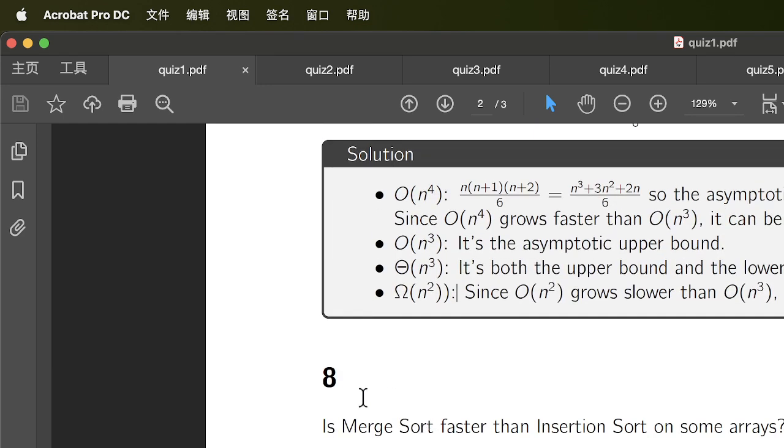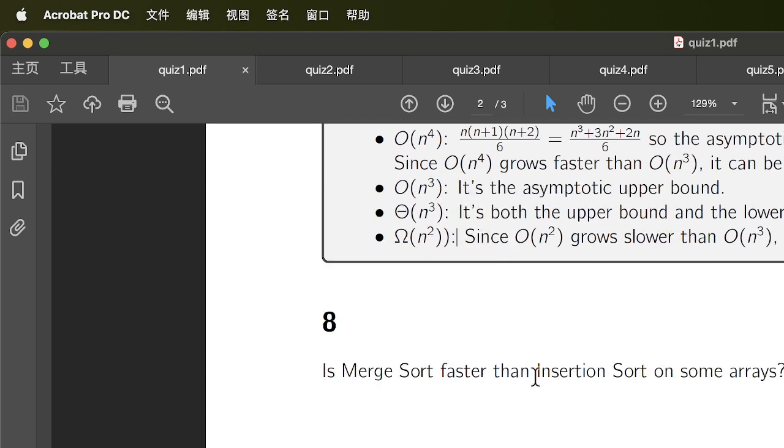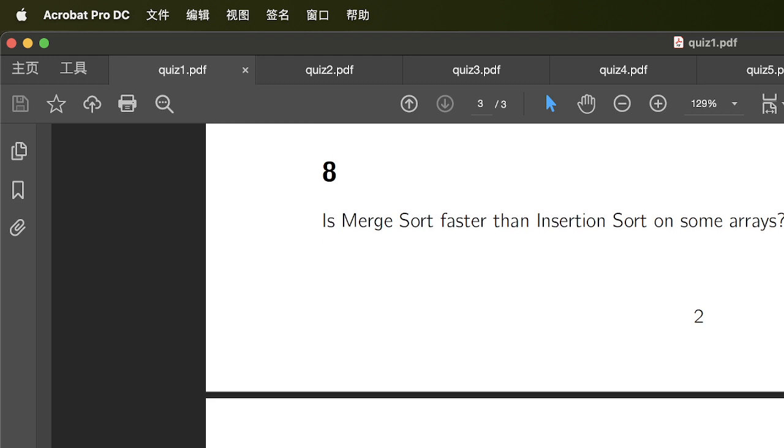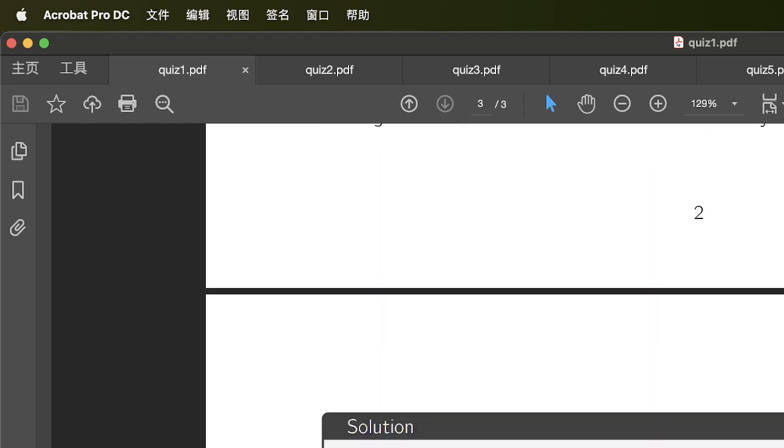Okay, so question 8. Is merge sort faster than insertion sort on some arrays? So the answer is yes, right? Because merge sort is always O of n log n, and insertion sort, we just mentioned that its worst case runtime is O of n squared. So there must be some arrays on which merge sort runs faster than insertion sort. Yeah, because n squared grows much faster than n log n.